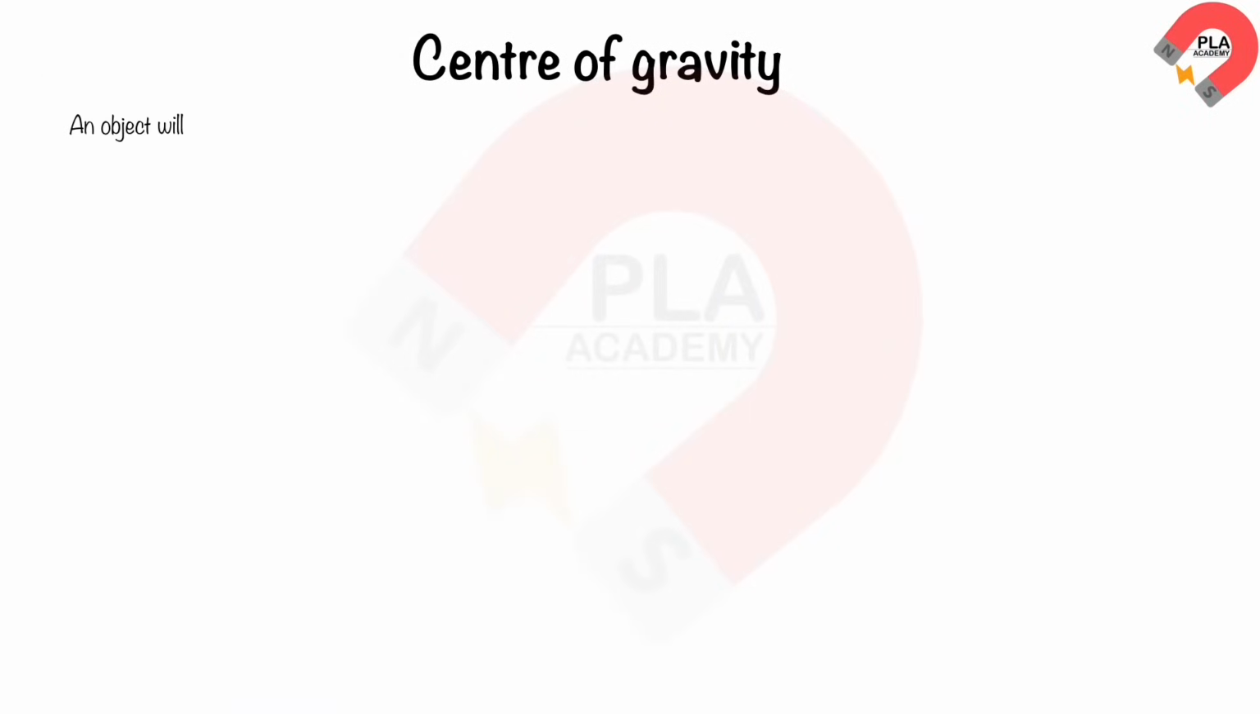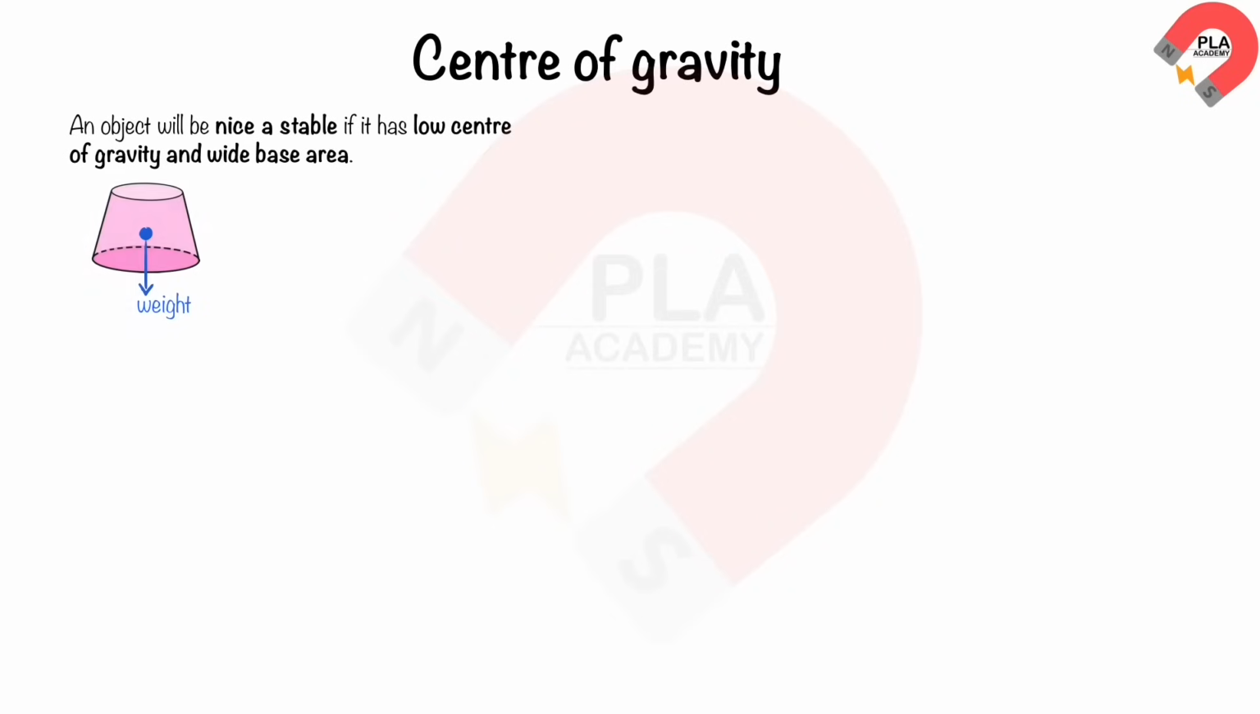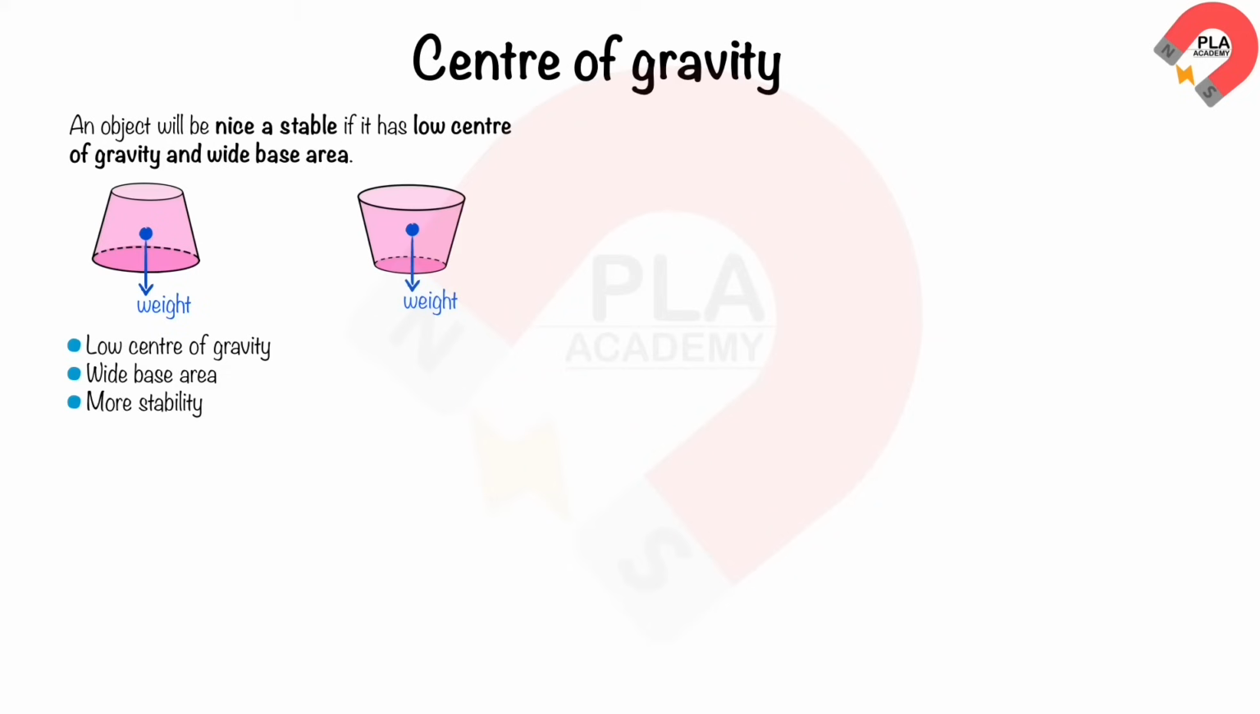An object will be nice and stable if it has a low center of gravity and a wide base area. For example, a conical frustum placed with its wider base on the ground is more stable than when flipped upside down. In the first case, the center of gravity is lower and the base area is wider, so more stability. In the second case, the center of gravity is higher and the base area is smaller, so less stability.